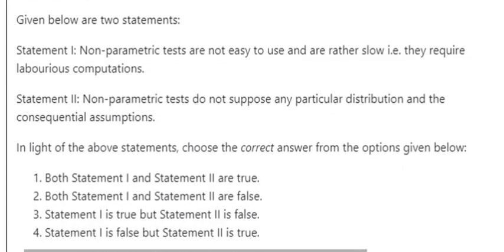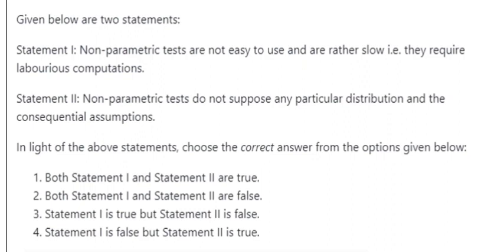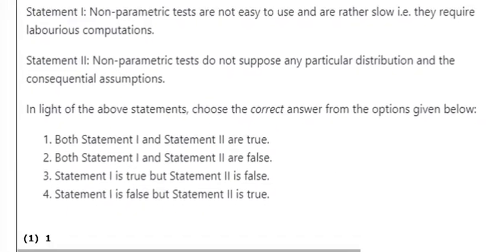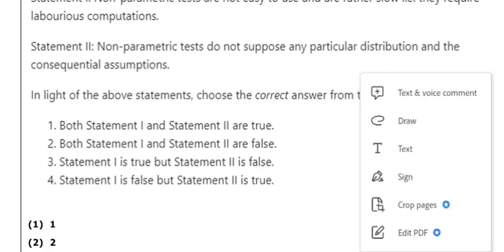Next, given below are two statements. Statement 1 says non-parametric tests are not easy to use and are rather slow. That is, they require laborious computations. Statement 2 says non-parametric tests do not suppose any particular distribution and the consequential assumptions. In light of the above statements, choose the correct answer from the options given below. 1 and 2 are true, 1 and 2 are false. Statement 1 is true but statement 2 is false. Statement 1 is false but statement 2 is true. So question number 12, correct answer will be statement 1 is false but statement 2 is true.